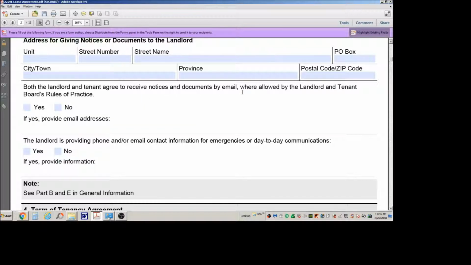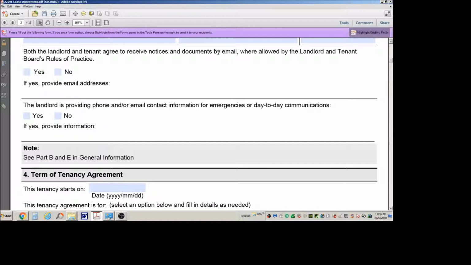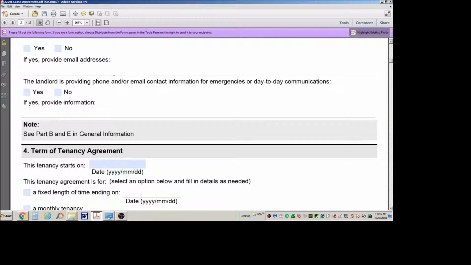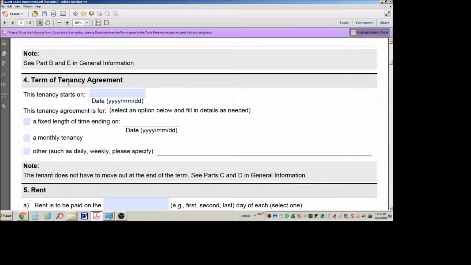Both the landlord and tenant agree to receive notices and documents by email where allowed by the Landlord and Tenant Board's rules. Okay, so let's say yes. In Ontario, you can do email, you can do faxes. Probably email is the most convenient. Okay, so you see it here.